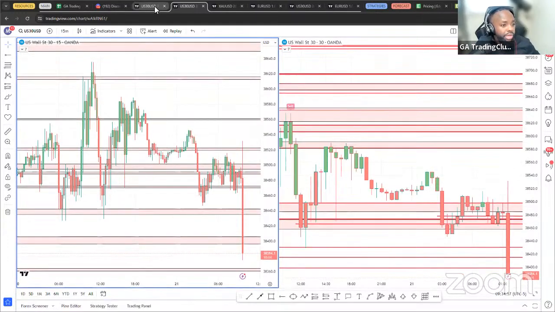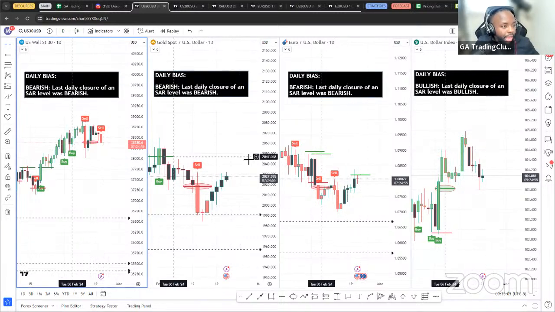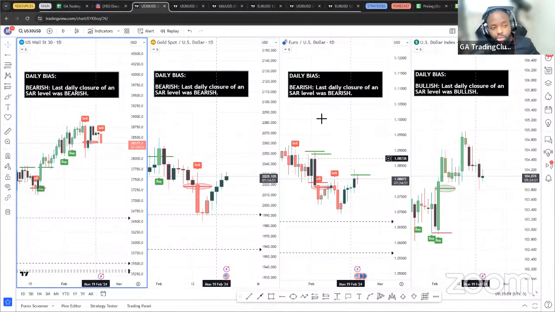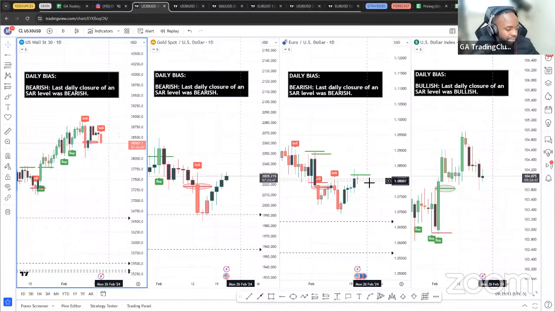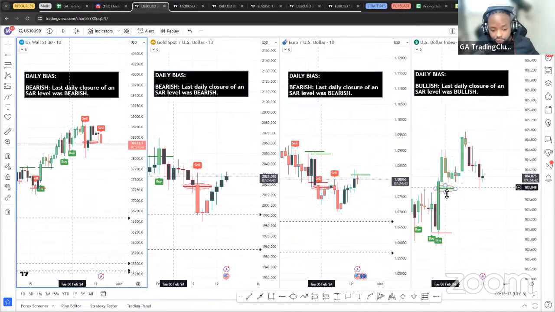So starting off with the daily bias: US 30, bearish. Daily bias for gold, bearish. Daily bias for EU, bearish. We didn't get that close above the bullish SAR that EU printed yesterday. Daily bias for the US dollar, bullish.